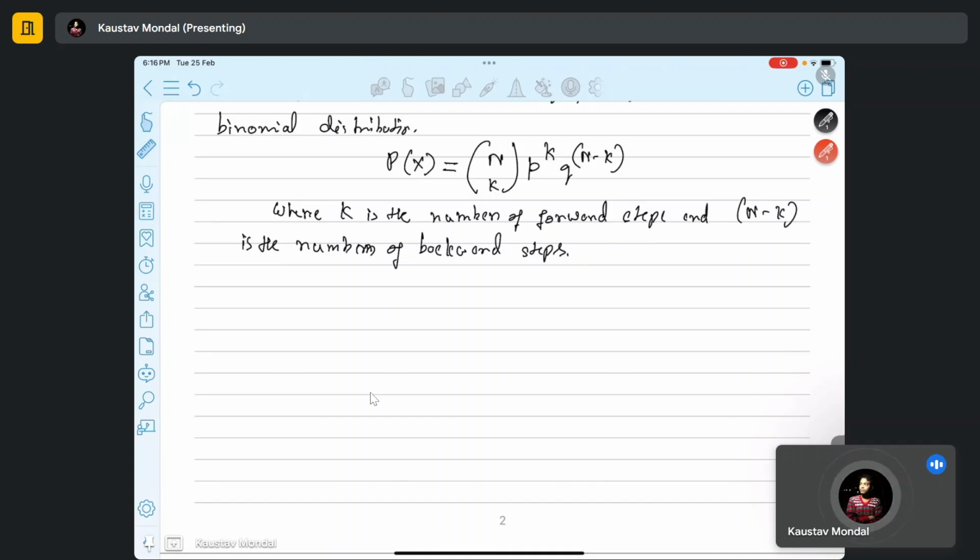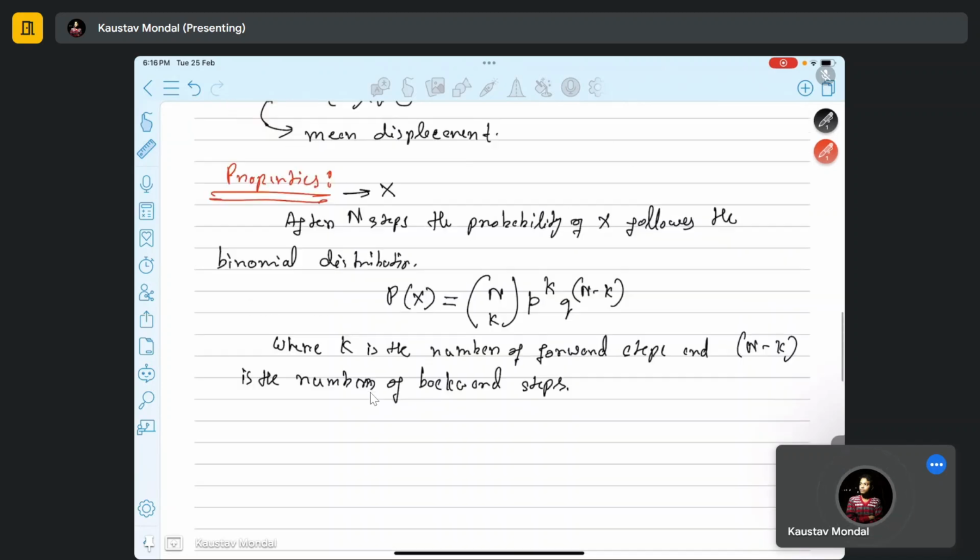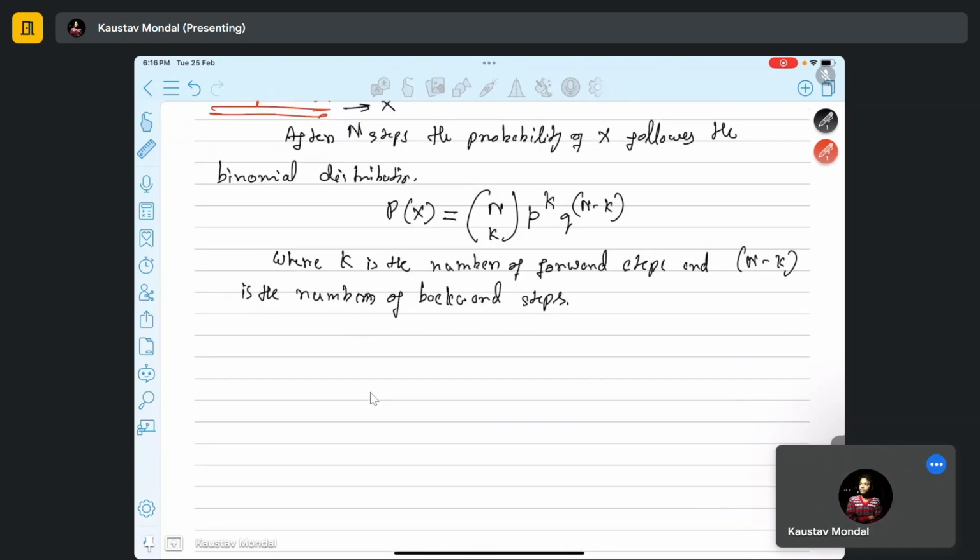The next property will be the expected position. So this is the probability distribution. Next is the expected position. The expected position E(x_n) will be (p minus q) n.